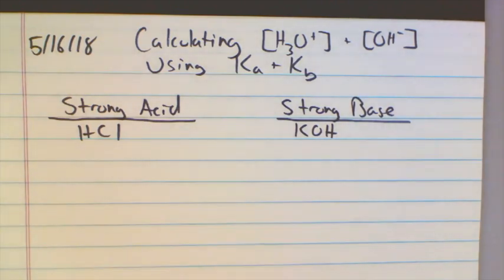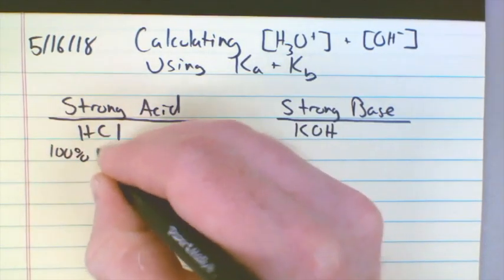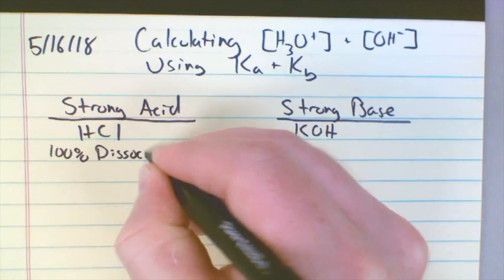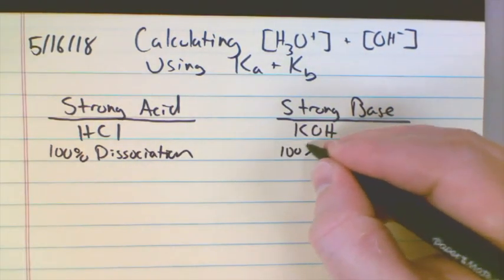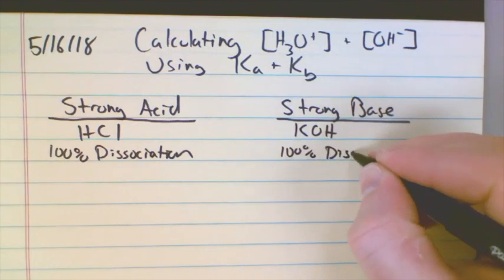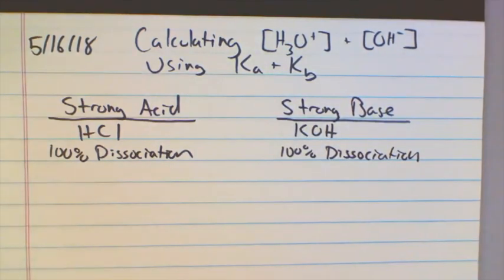Why are these strong acids and strong bases? What happens to these guys when you put them in water? They completely dissociate. 100% dissociation. That is the distinguishing feature of a strong acid and a strong base. They fully dissolve. All the H's come off the Cl's. All the K's come off the OH's. It all fully dissolves in water.